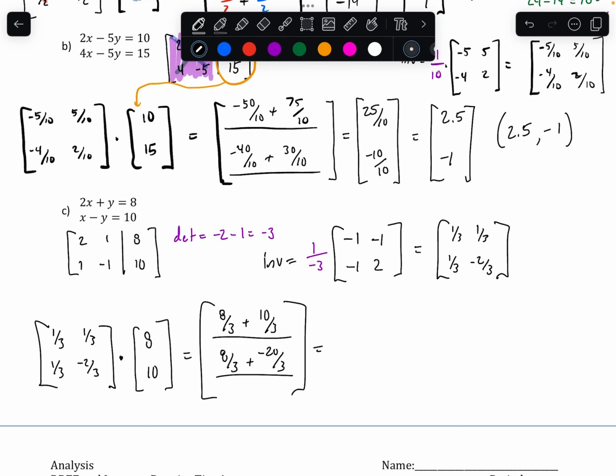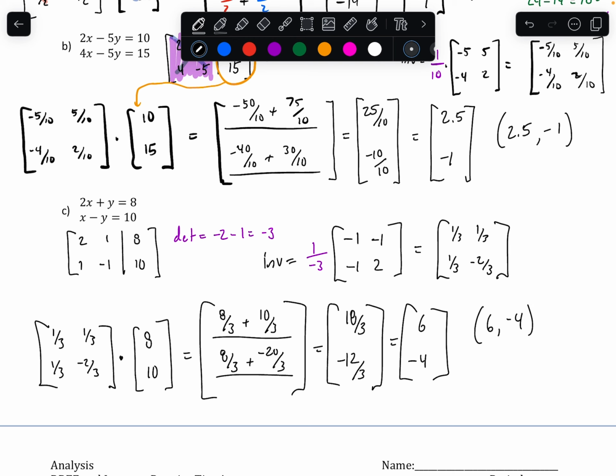First, 8 plus 10 is 18/3. Negative 20 plus 8 is negative 12 over thirds. 18 divided by 3 is 6. 12 divided by 3 is 4, so negative 4. So 6, negative 4. And then 2 times 6 is 12, plus negative 4 is 8. 6 plus 4 is 10. So check, check. All right.